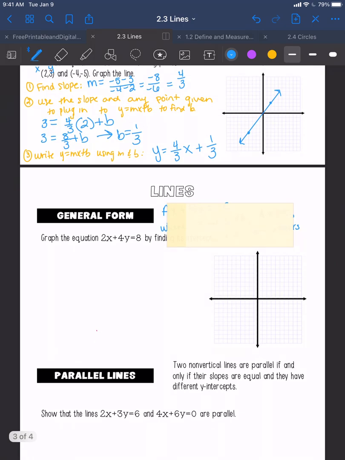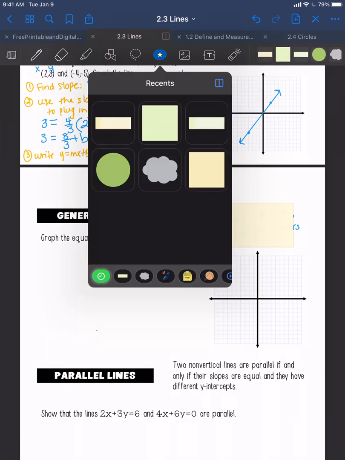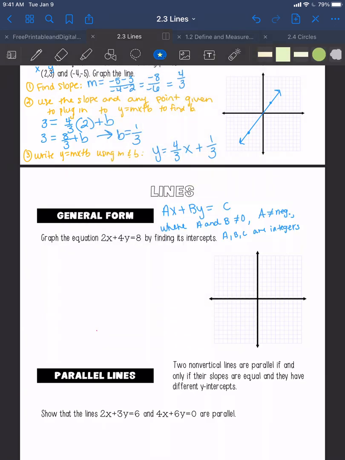Okay, our last form here is the general form. This one has some restrictions on it, per se. The form is ax plus by equals c, where a and b cannot equal 0, a cannot be negative, and a, b, and c are all integers, so that you can't have fractions or decimals. If you do, we will have to get rid of those.